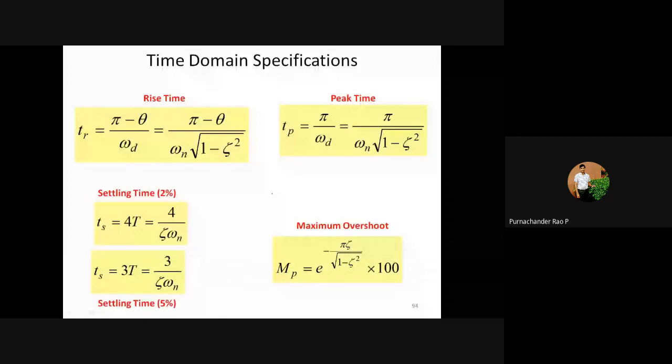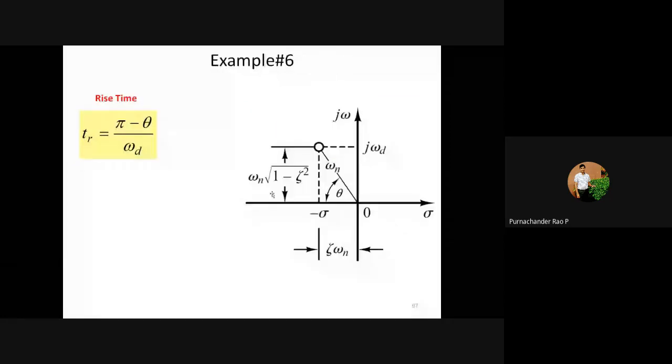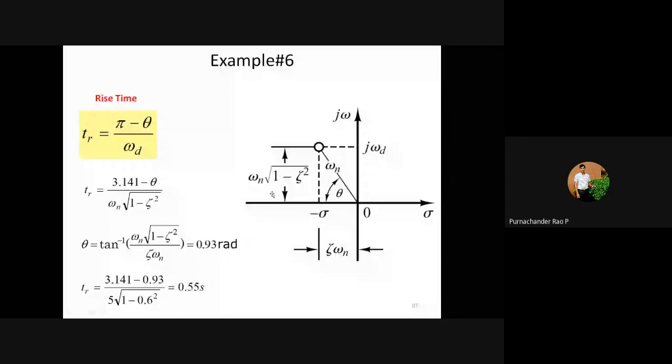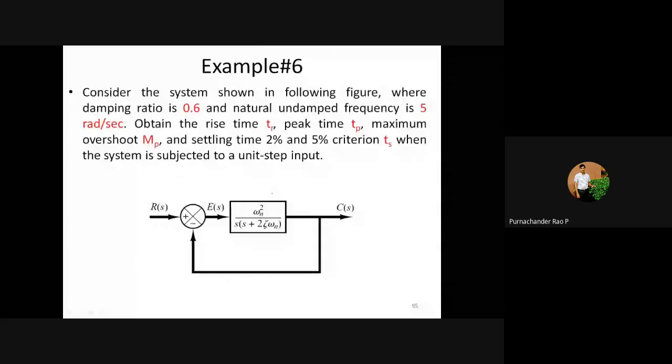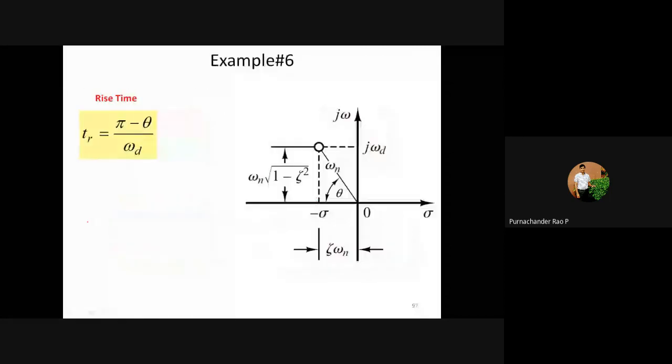So these are the formulas we use for the problem. Here the damping ratio zeta is given as 0.6, and omega n is given as 5. And therefore your system will be like this, with omega n in the picture.